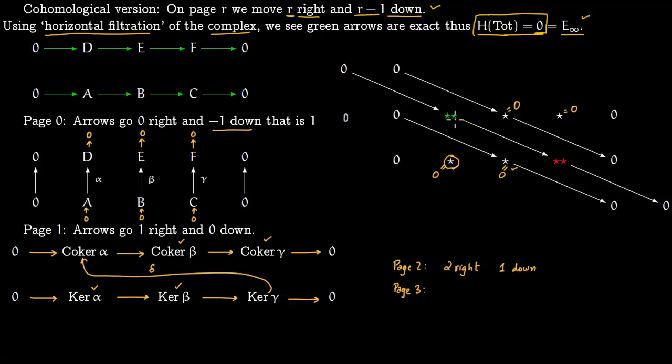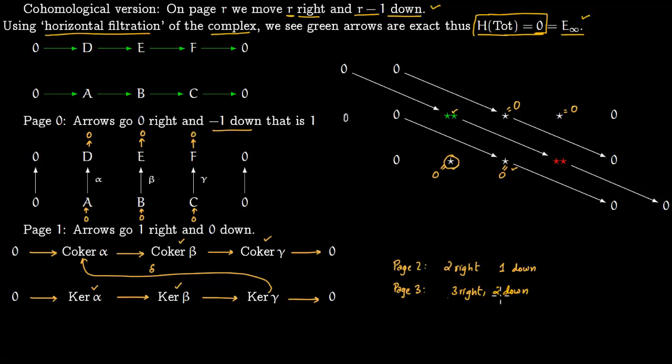on page 3, we will put down the corresponding cohomology here. So that is the kernel of this map. On page 3, we will put the kernel of this map in the corresponding square. But the arrows in page 3 are really long, so the arrows will be longer than this. The arrow will overshoot this, because the arrow on page 3 will go 3 right and 2 down.